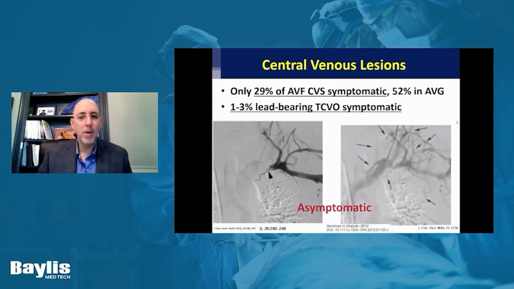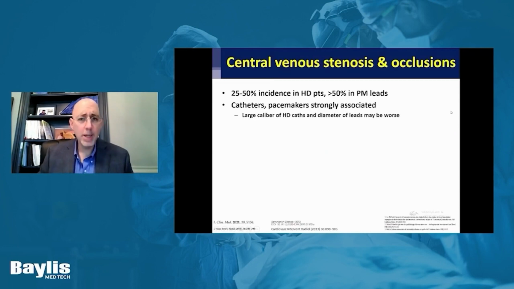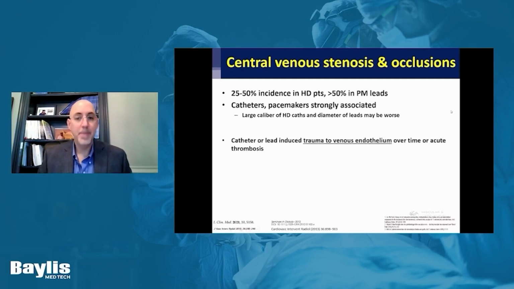And that's really important because we don't treat asymptomatic patients unless we have a specific goal in mind, getting a patient a catheter or a lead. So what causes central venous stenosis and occlusions? Well, certainly we see them all the time in dialysis patients and pacemaker leads. Catheters and pacemakers are strongly associated with occlusion and obstruction. The larger the dialysis catheter, the larger the diameter of leads, the more they may worsen the obstruction.